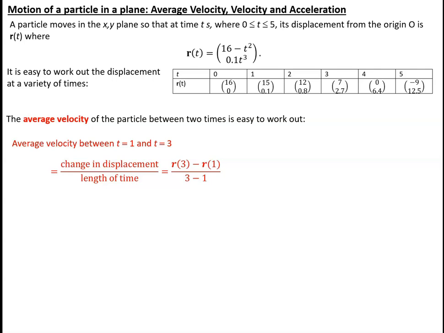So r of 3 is the vector 7, 2.7, r of 1 is the vector 15, 0.1, and the time interval is 2. The vector 7, 2.7 take away the vector 15, 0.1, gives me minus 8, 2.6. We've got to then divide that by 2, and we get the average velocity between t equals 1 and t equals 3 is the vector minus 4, 1.3 meters per second.